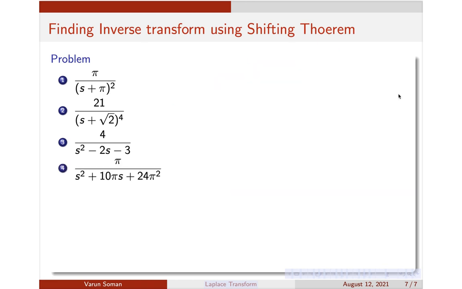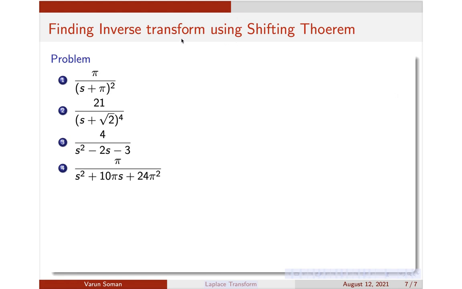Suppose I need to find this inverse transform. As you see, this problem can't be easily done by partial fractions because it's very difficult to factorize here. It's not obvious in the first instance. Maybe you will have to use the quadratic formula etc. to factorize it. So let me try to apply the shifting theorem approach.